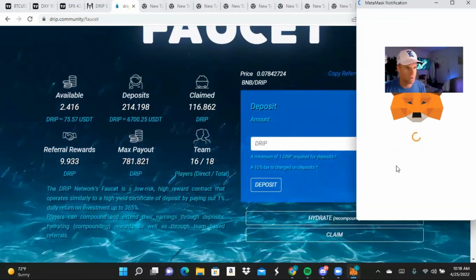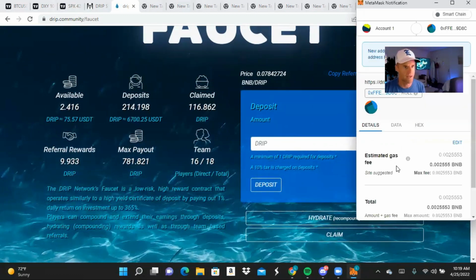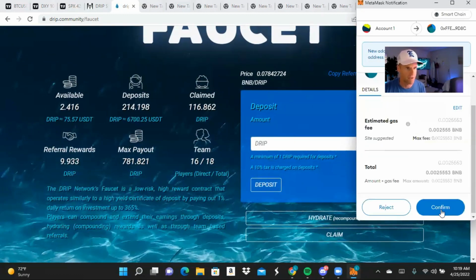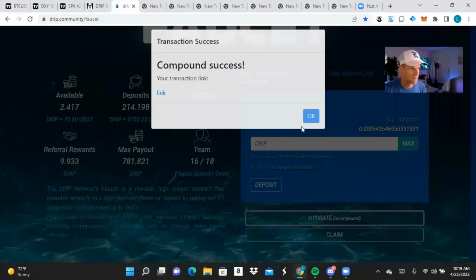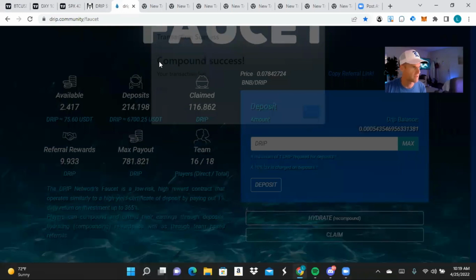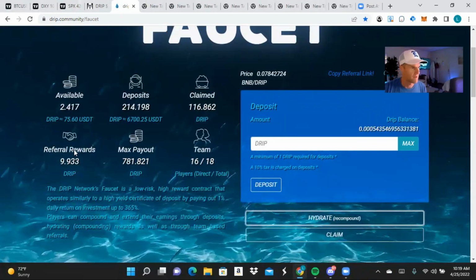But I wanted to talk a little bit about price action, the overall markets, and just some overall concerns I have about the markets in general, including Bitcoin. All right, so we're going to go ahead and hydrate this bad boy. Compound success. All right, so I've got 216 deposits.